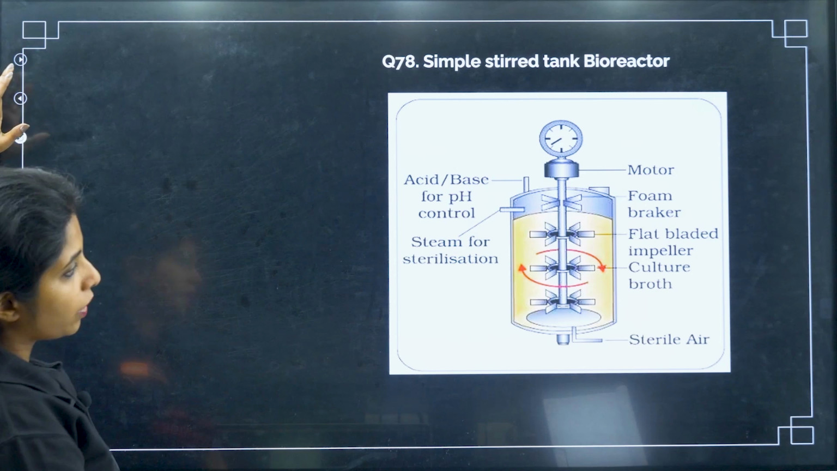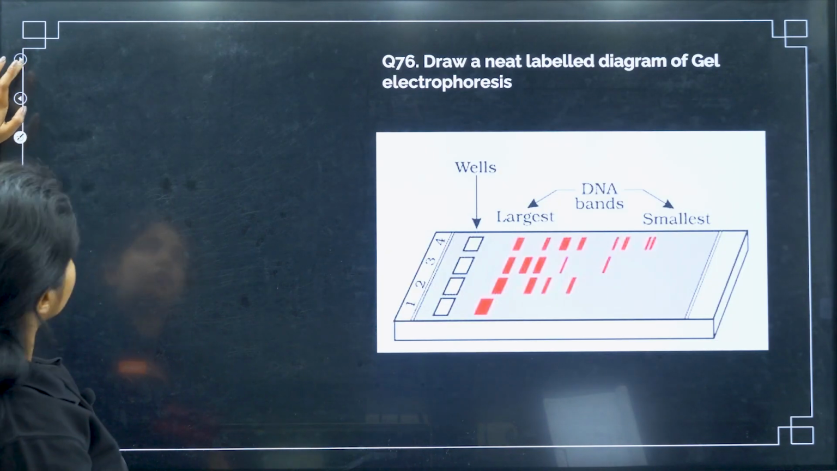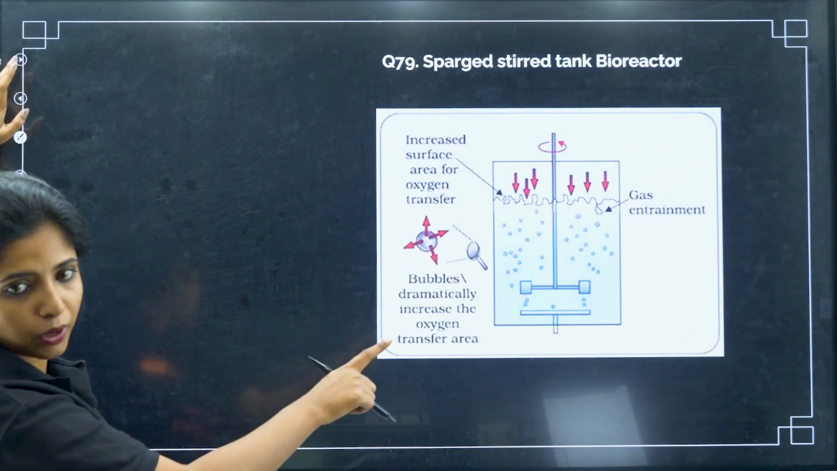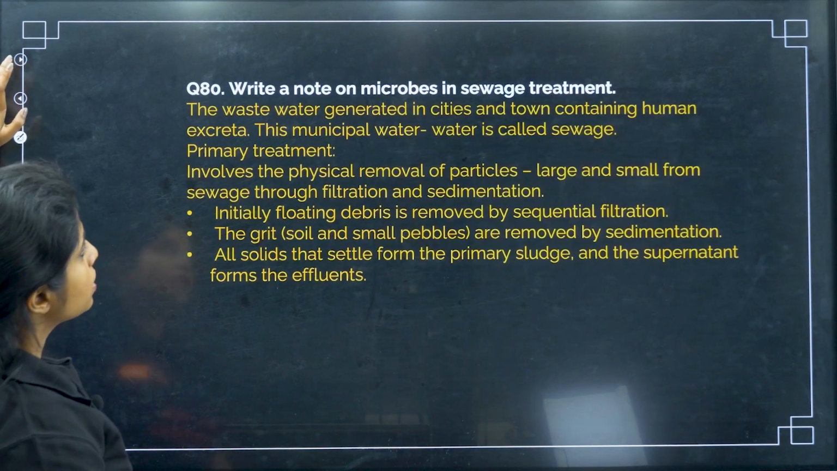This is a simple stirred tank bioreactor. This is a sparged stirred tank bioreactor. Okay, just go through the diagrams once.